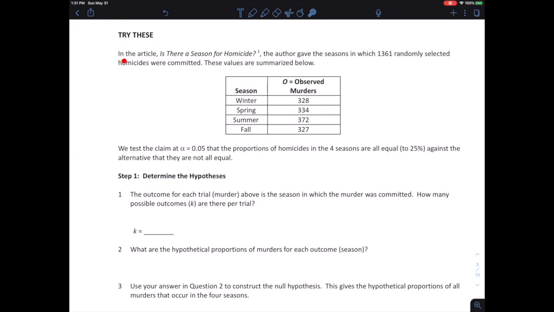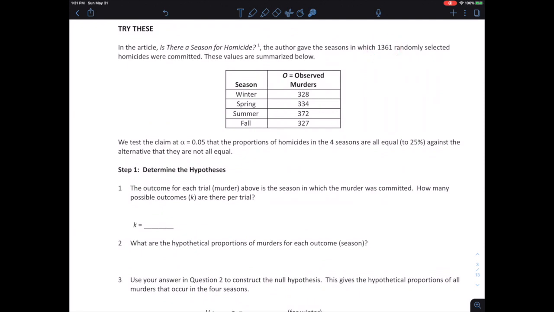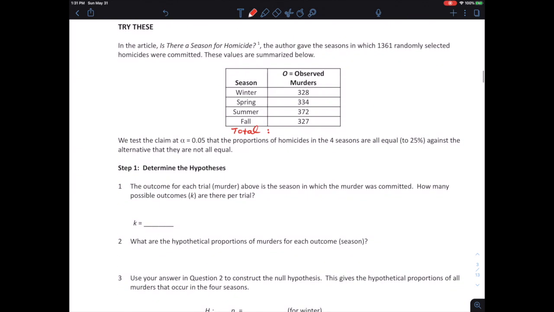Try these. In the article, Is There a Season for Homicide? The author gave seasons in which 1,361 randomly selected homicides were committed. These values are summarized in the table below. So again, you have 1,361 murders. They're broken down into the 4 seasons, just depending on when they were committed. Keep in mind the total is given up here. It's 1,361. This is the sum of the observed frequencies, which you may remember is our sample size.